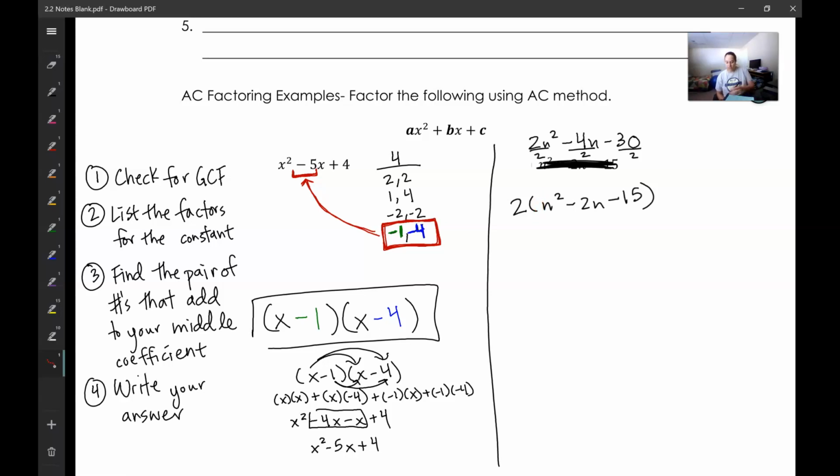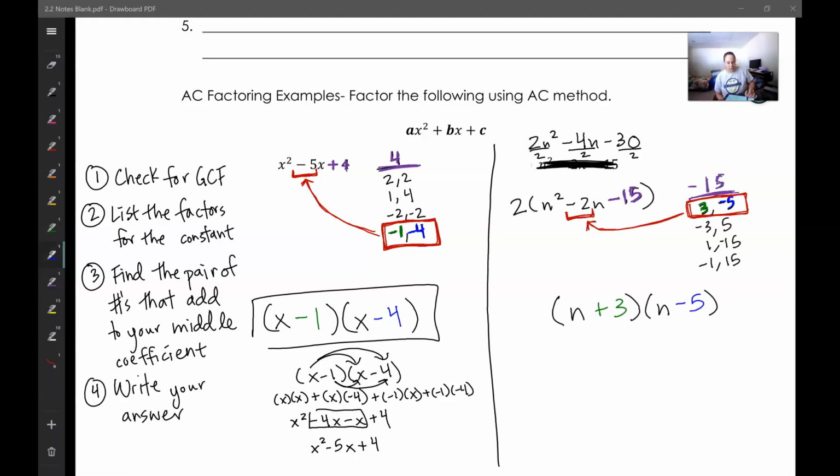So I want you guys to try this one. Take your constant term, that one at the end, and list all the factors. So my constant term for this one is my negative 15. List all the factors, and then find which ones get you to a negative 2, and write out your final answer. Pause the video, try it on your own. Ready, set, go.